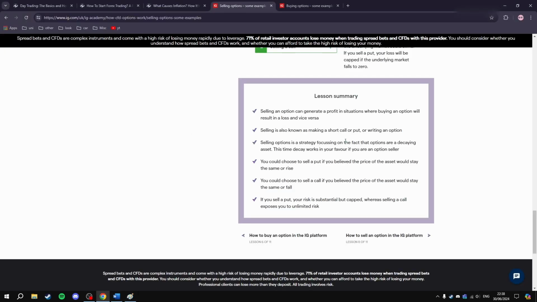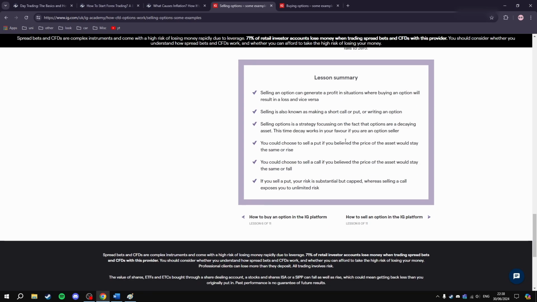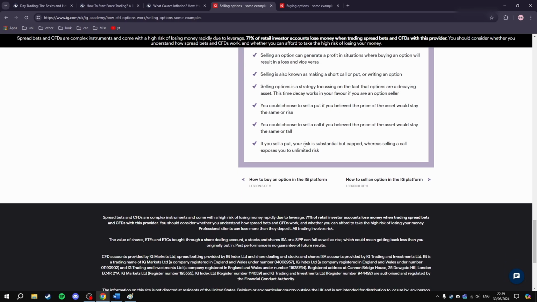You could choose to sell a put option if you believe the price of an asset will stay the same or rise. You could choose to sell a call option if you believe the price of an asset will stay the same or fall. If you sell a put, your risk is substantial but capped, whereas selling a call exposes you to unlimited risk. Cool.